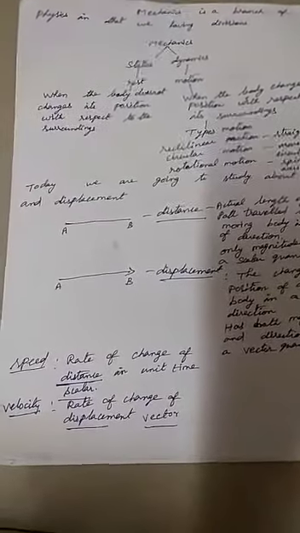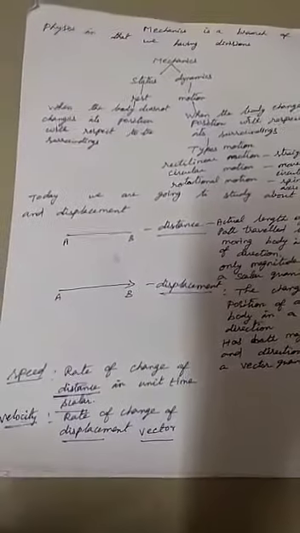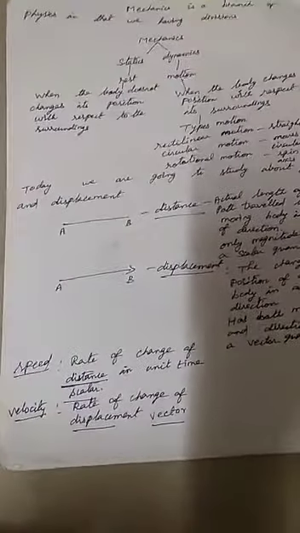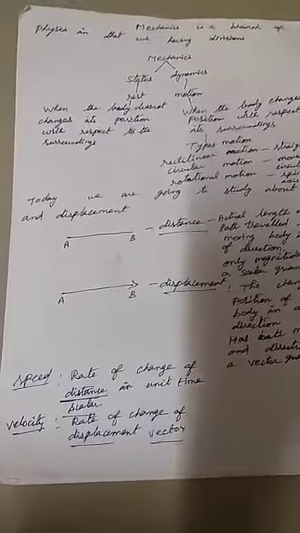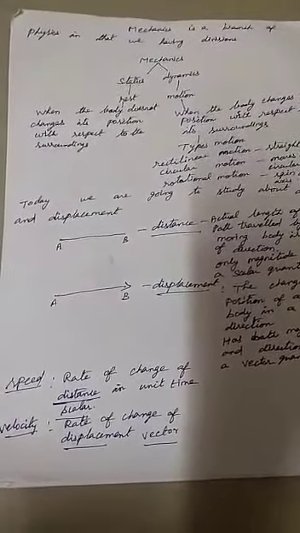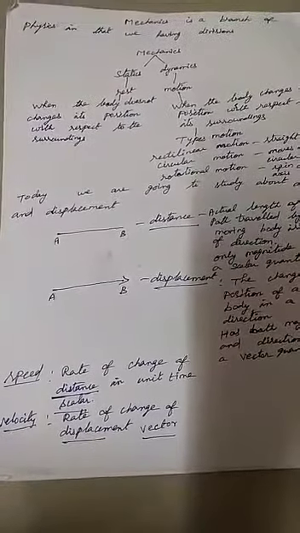Then coming to speed, speed is the rate of change of distance. So here we are mentioning the distance. The expression for speed is distance travelled by time taken. If it is distance travelled by time taken, what's the unit for distance? Distance is measured in meters. So what's the unit for time? The SI unit is seconds. So the unit for speed is meter per second. If it is a higher unit, that is kilometer per hour.